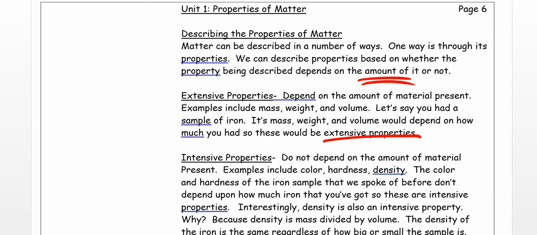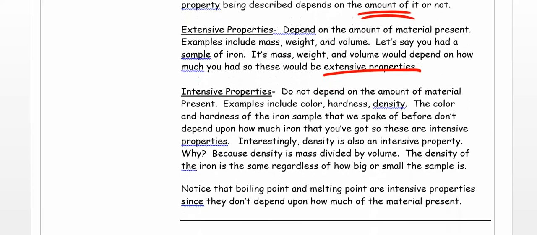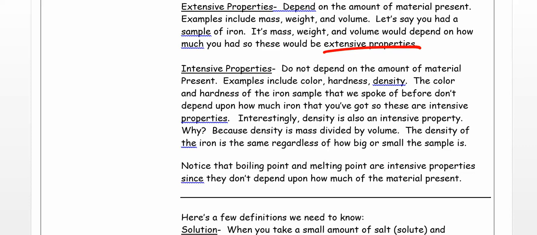Well, let's contrast that now with intensive properties. Intensive properties do not depend on the amount of the material present. Examples include color. Doesn't matter how much sulfur you have, it's yellow. Hardness, density, those are all intensive properties. The color and hardness of the iron sample that we spoke of before don't depend upon how much you've got, so these are intensive properties.